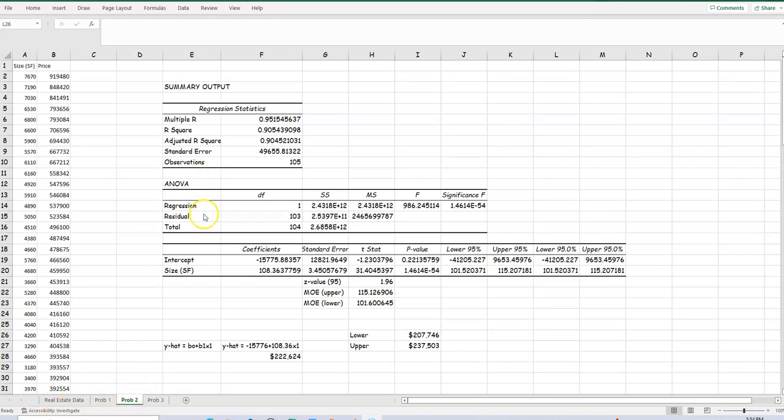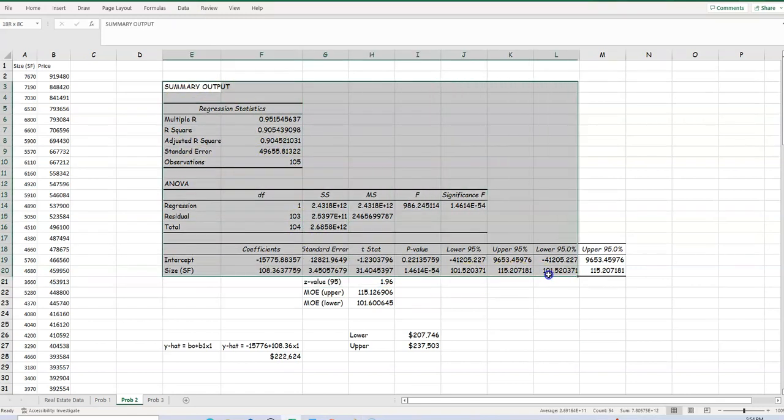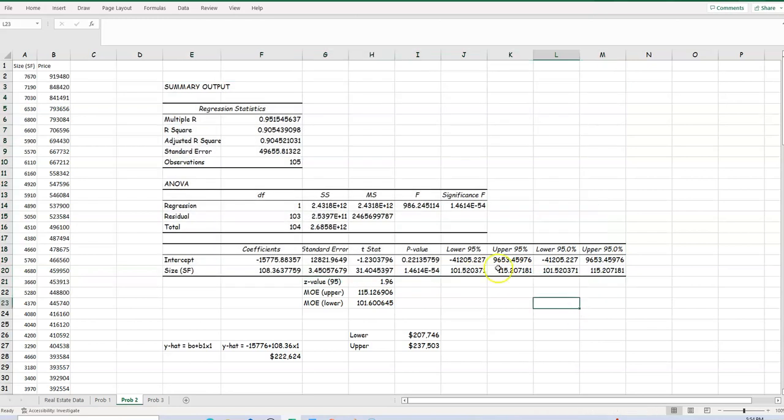So the first thing you want to do here is notice I've got all the data here: the square footage data and the price data of these houses. The price data is the Y variable. The square footage is the X variable. And the regression data that I'm going to get for you is everything that's right here, and I'll show you how I got it.